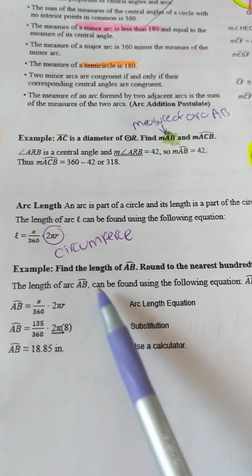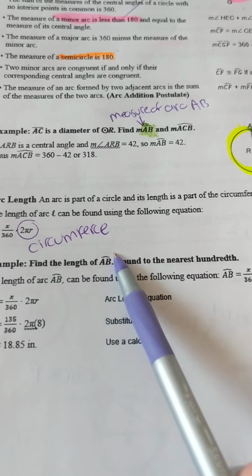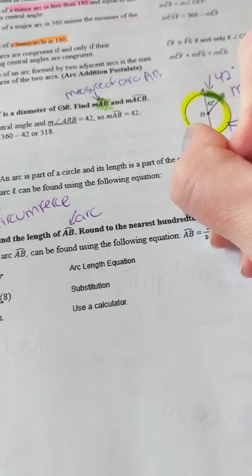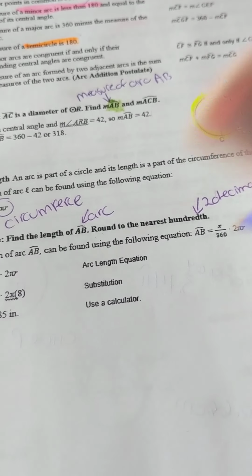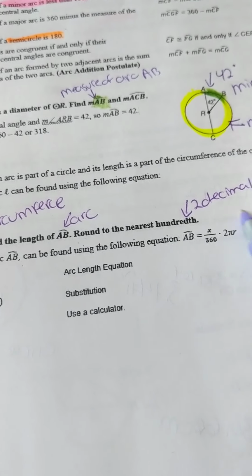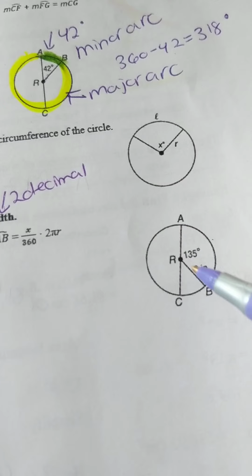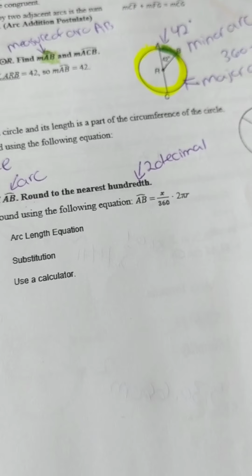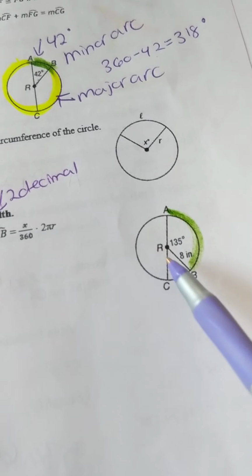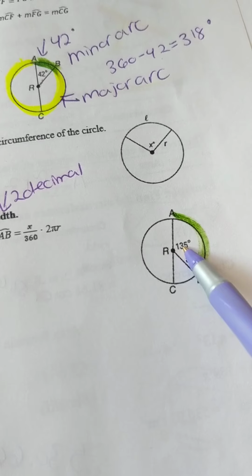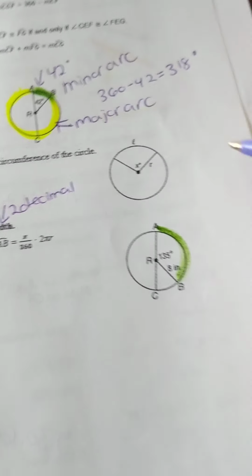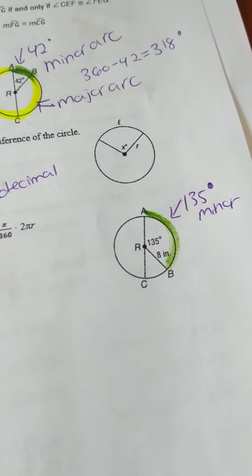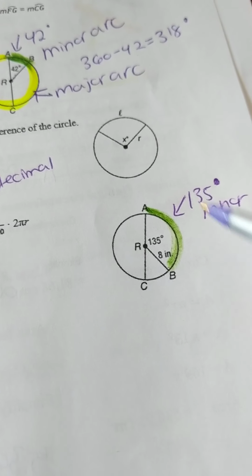So let's look at this example together. It says to find the length of AB, arc AB. Remember that symbol, that means arc. Round to the nearest hundredth, so 2 decimals. It says the length of arc AB can be found using our equation right here. So looking at this circle, if we need to find arc AB, that's going to be finding how long that is. We know that this angle is 135 degrees, so this is 135 degrees, or a minor arc. But we need to take it a step further and find out how long that green piece is.